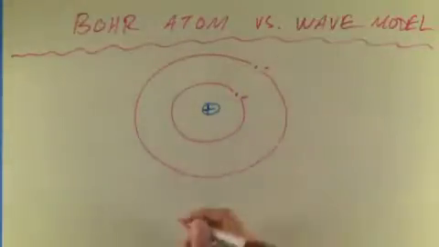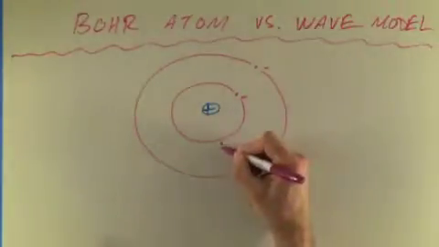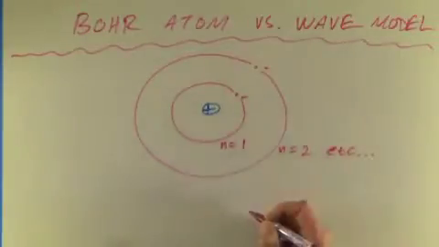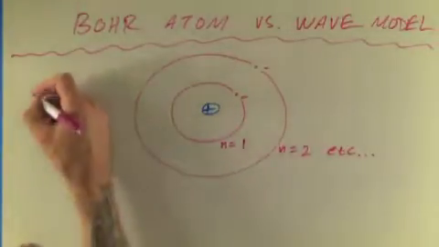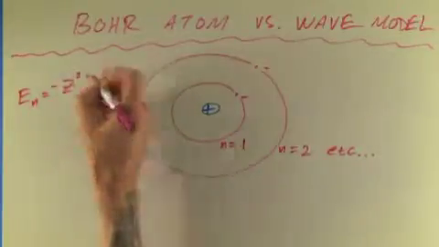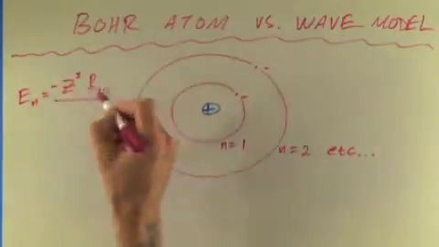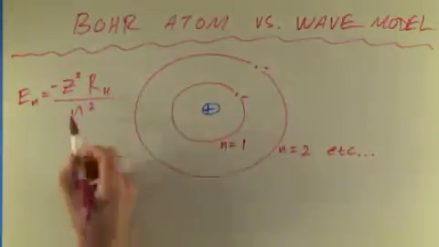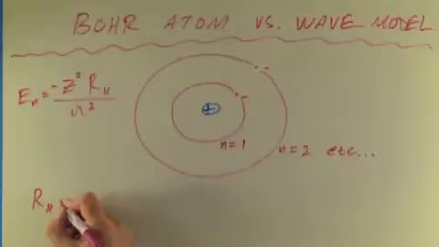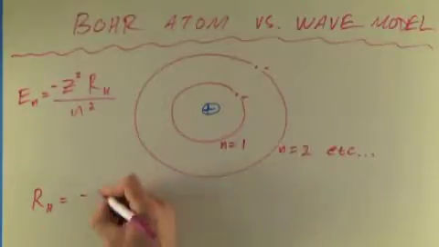We have the nucleus, which is positive, and we envision the electrons, which are negative, as being in these fixed orbits around it. And the energies of these different levels, n is 1, n is 2, etc., can be written down simply like this, where Z is the atomic number, which would be the charge, n is the level, and RH is called the Rydberg constant.